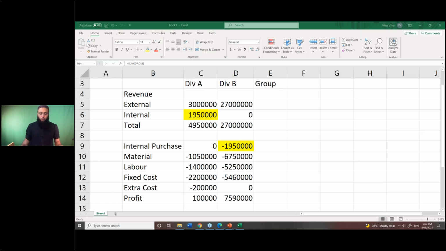The group. Remember for group, everything will come in group except for transfer price. Because at group level, interdivisional business is cancelled out. At the time of consolidation, we cancel out the interdivisional sales. So everything will come except for transfer price. So let's sum the external revenues. Nothing will come here.